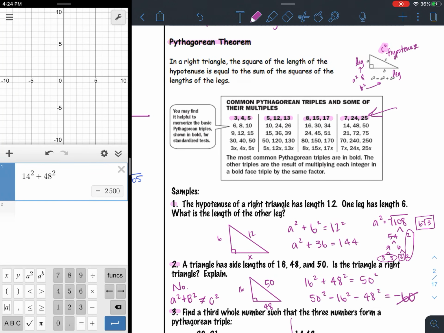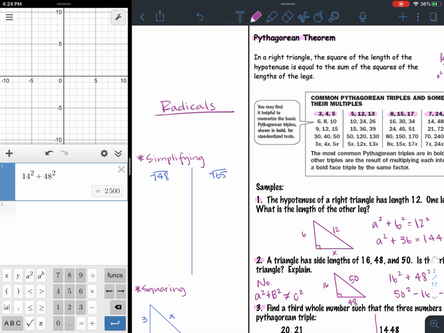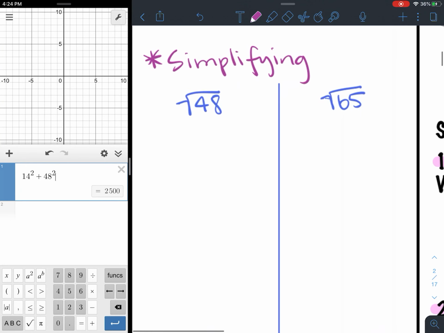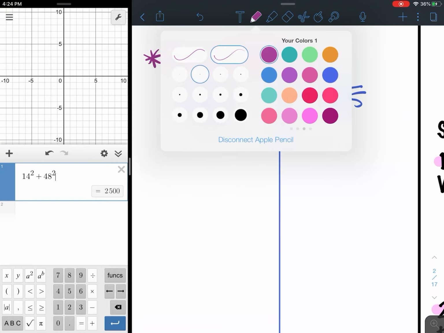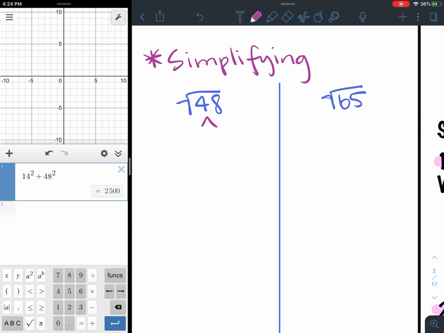Now, a couple of things that I want to do before we move on and finish out today is I want to work with simplifying some radicals. So I just kind of came up with some examples over here on the side. Remember that whenever we are simplifying, the first thing that we've got to do is split this up into our factor tree. It doesn't matter how you split it up. You could start with 12 and 4, you could start with 8 and 6, but it should all narrow down to the same exact prime factorization.